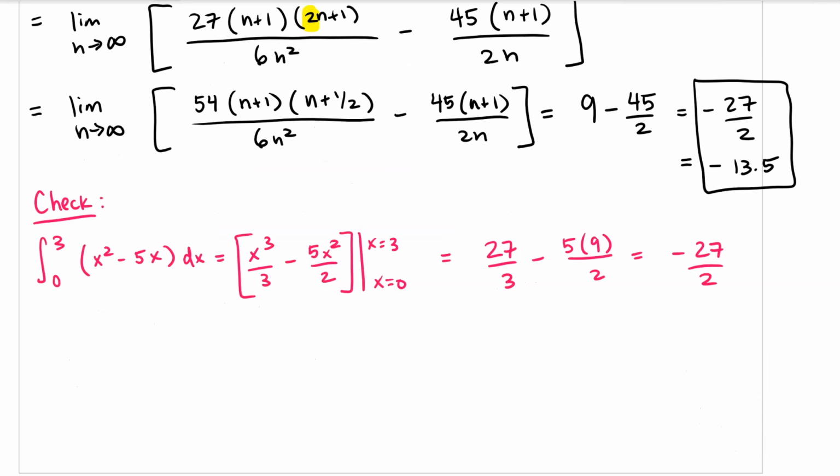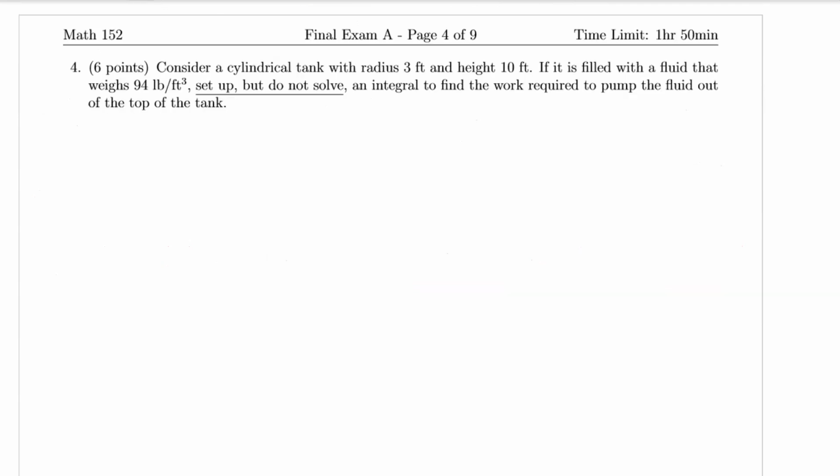I just wanted to really quickly show that if I did end up using the fundamental theorem of calculus as a check, we do end up getting the same answer using the shortcut versus the longer way using the definition of the definite integral. But either way, both give us the same answer, so this tells us that we did this correctly. Question 4 says, consider a cylindrical tank with radius 3 feet and height 10 feet.